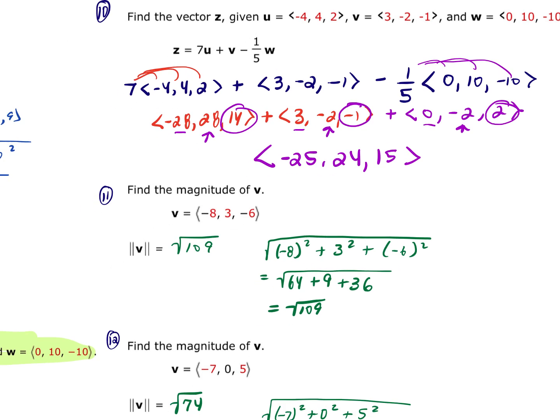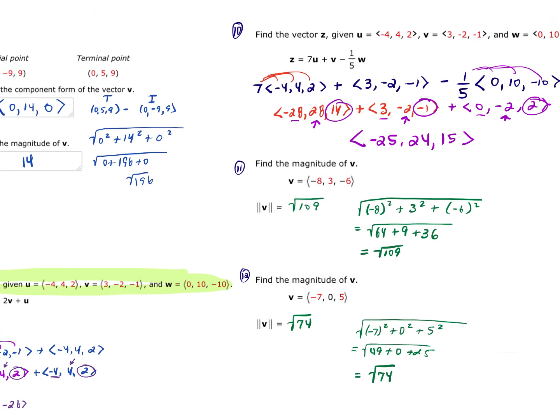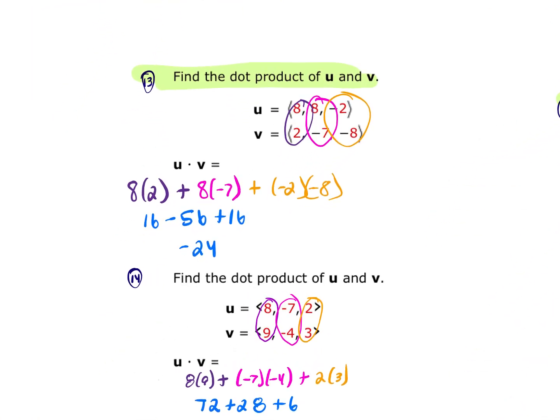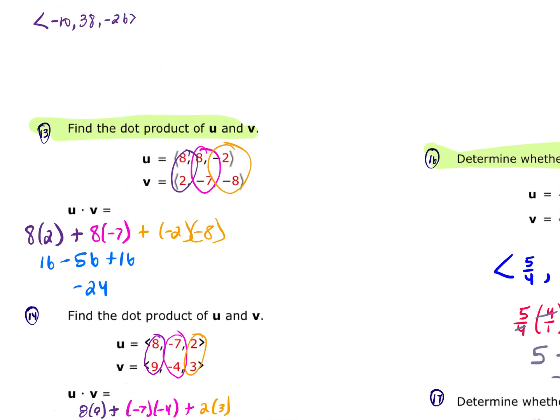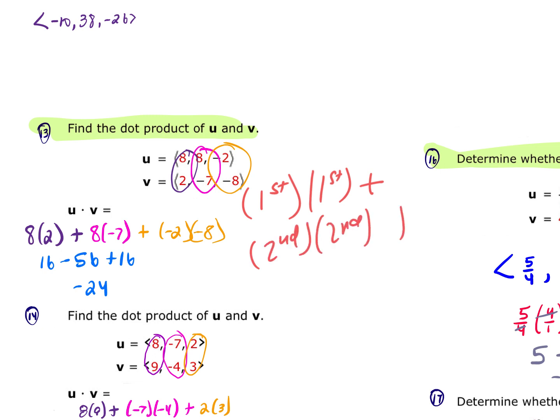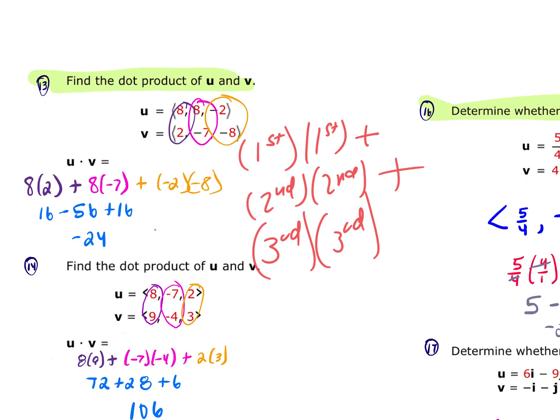Anybody have any questions? Magnitude, we know how to find the magnitude. If you're given the vector, you just square everything, add it together underneath the square root. Very straightforward. Dot product, how do you find the dot product? It's first times first, plus second times second, plus third times third. What do you guys need to remember with dot product? Is it going to be a vector answer, or your answer is going to be what? A singular, what do we call that? A singular value.